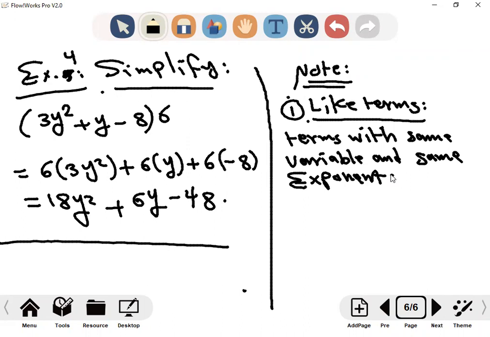For example, focus with me. Example: 5x and 9x. What's the variable in 5x? X. What's the variable of 9x? X. What's the exponent of x in 5x? The exponent here, it is 1. And 1, we don't write the exponent 1, right? Don't say 0. But what's the exponent of 9x? Also 1. So we have the same variable and the same exponent. These are like terms. We can add them, subtract them, multiply and divide. It's okay.